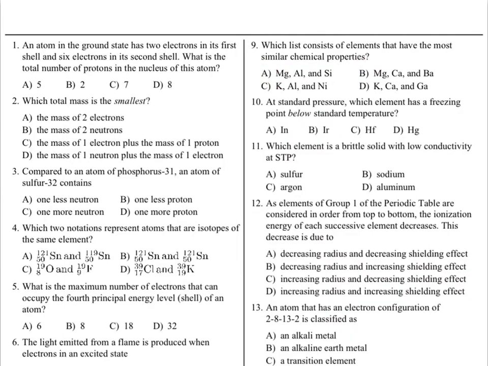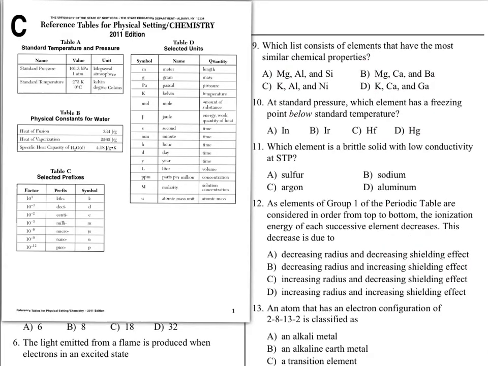Question number 10 asks, at standard pressure, which element has a freezing point below standard temperature? So first we're going to have to figure out what exactly is standard pressure and standard temperature. We can find that on the front page of our reference table, Table A. Here on Table A, you can see that standard temperature is 273 Kelvin or 0 degrees Celsius.